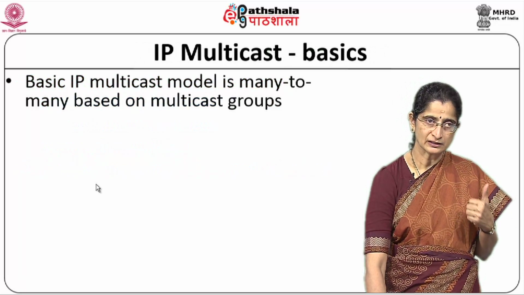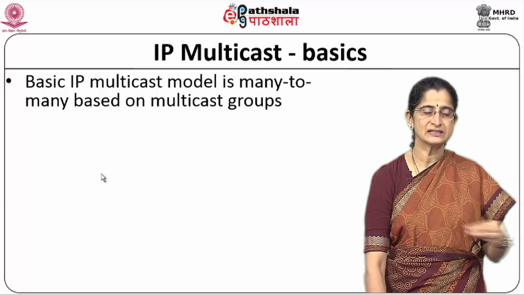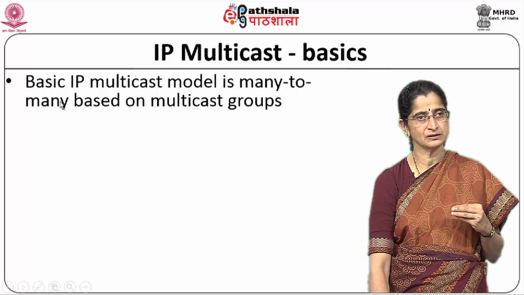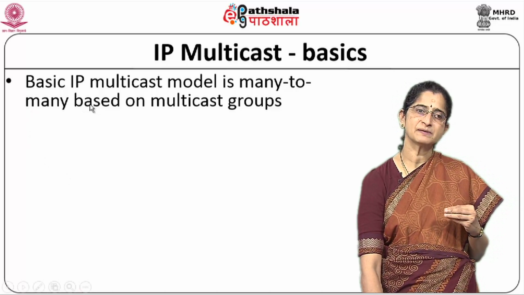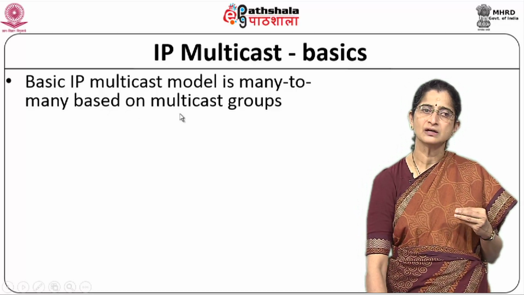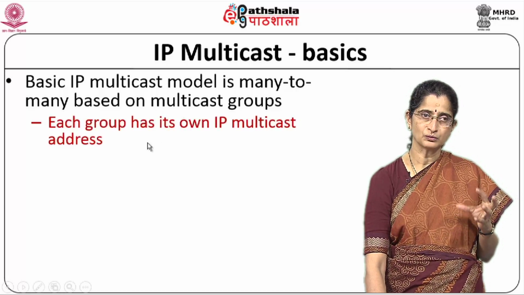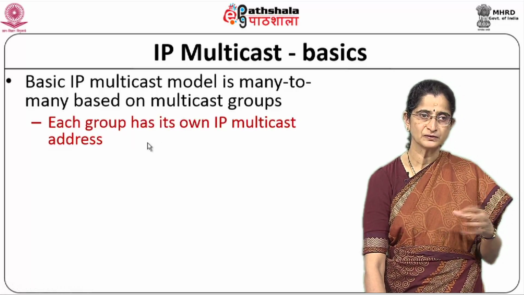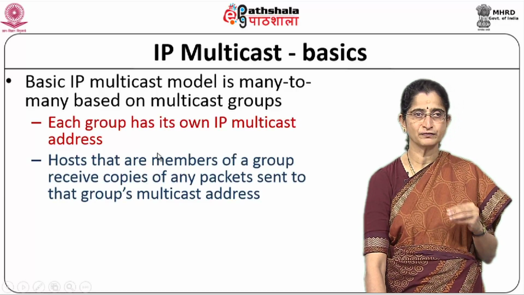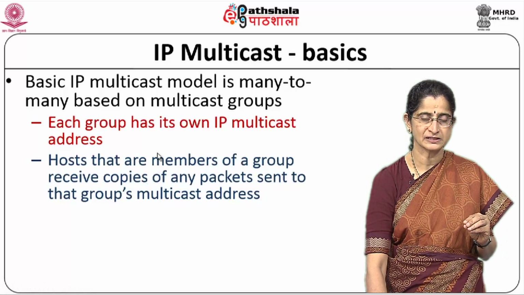So, if we look at how exactly multicasting will take place in this IP kind of scenario. The way the IP multicast model has been set up is basically to cater to many-based transmission, again based on multicast groups. Every group will have its own IP multicast address, and hosts which are members of a group receive copies of any packets which are sent to that particular group's multicast address.